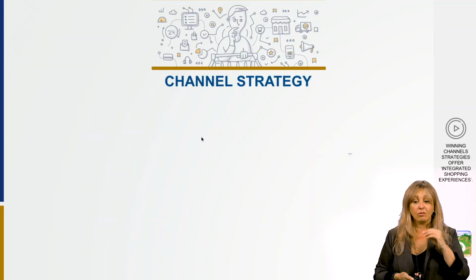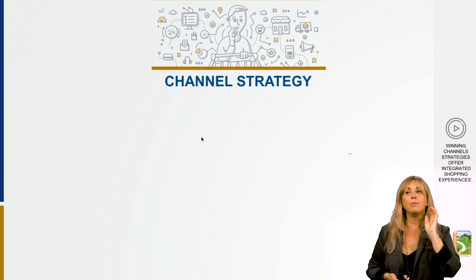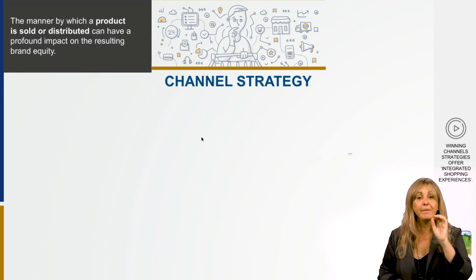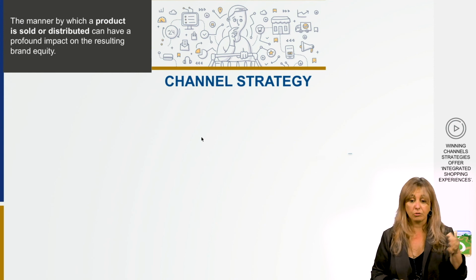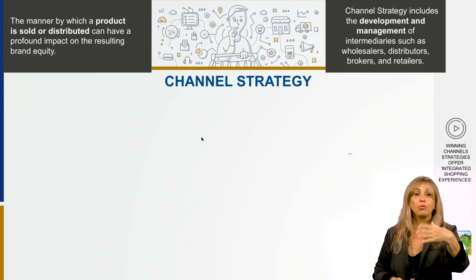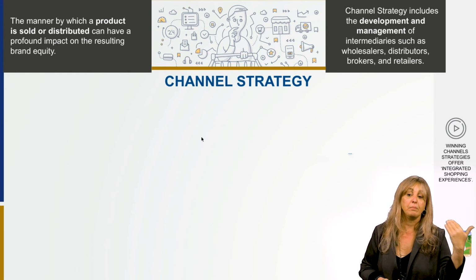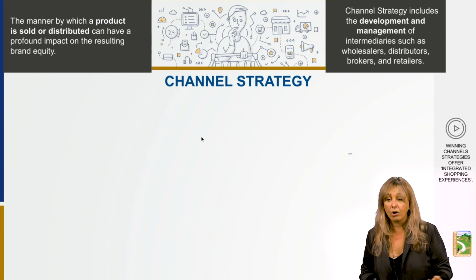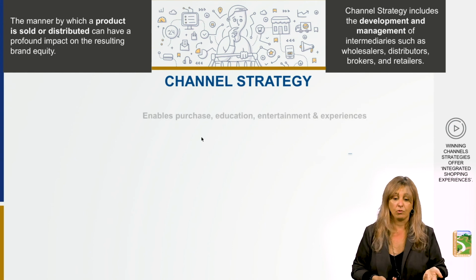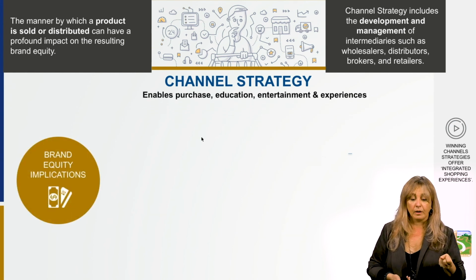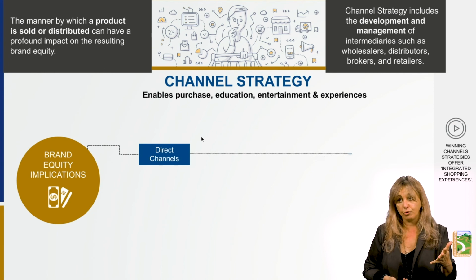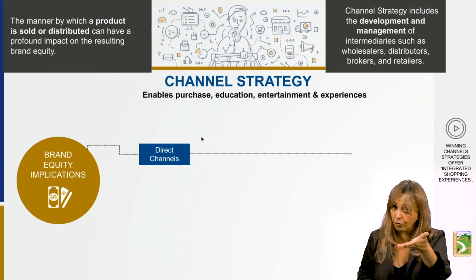Okay, channel, one of the most important marketing pieces to influence positioning. The manner by which your product is sold or distributed has a profound impact on your brand equity. So channel, and when you are looking at this, what does it include? Channel strategy includes the development and management of your intermediaries, your brokers, your wholesalers, or whatever is the medium or the mediums that you sell your product. Just so you understand the brand equity implications, there are many different types of distribution models that you will have to define for your brand.